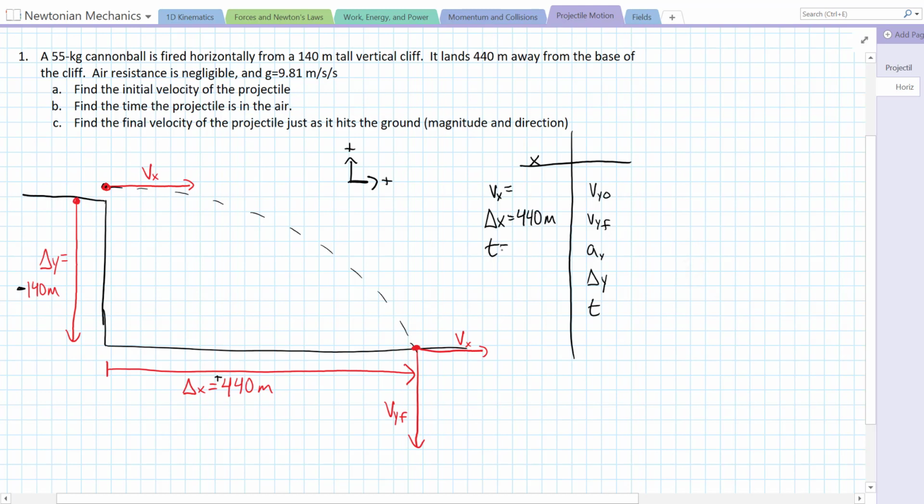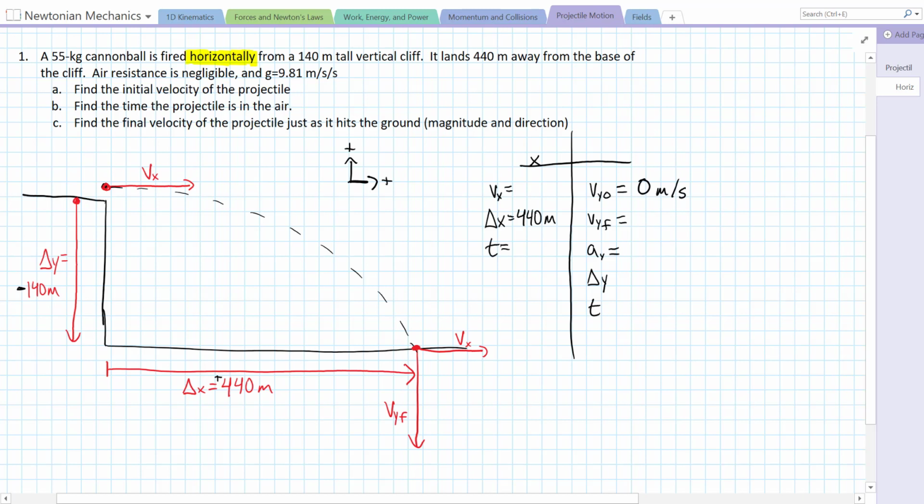Time in the air we are not given, that's what we need to solve for in B. V initial y, we are not explicitly given, but we do know the projectile is fired horizontally, which means that its initial vertical velocity is 0. Our final y velocity we don't know, but we do know that for projectile motion near the surface of the Earth, the acceleration is always constant. It's always equal to g, 9.81 meters per second per second. Gravity's pulling it down, and since gravity is pulling it down, it is a negative 9.81 meters per second squared.